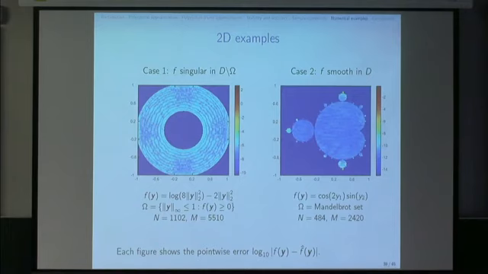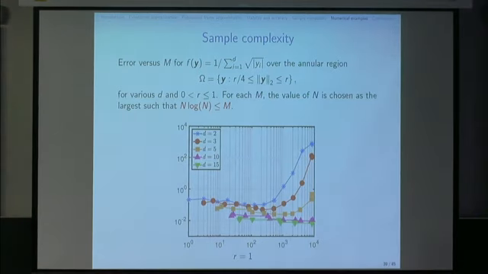Let's go to higher dimensions. So one thing I wanted to illustrate is these sample complexity estimates. To illustrate that, let's set up a problem. Here's a function f, and it's defined over an annulus. The outer radius is r, the inner radius is r over 4, where r is a number between 0 and 1 that we're going to vary. And we're going to approximate this in various different dimensions.